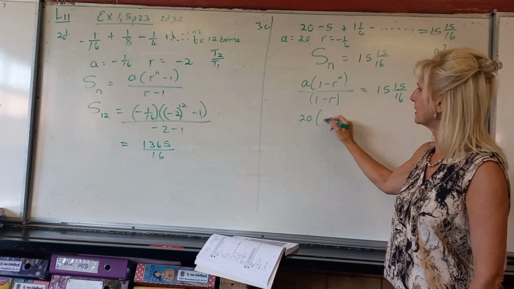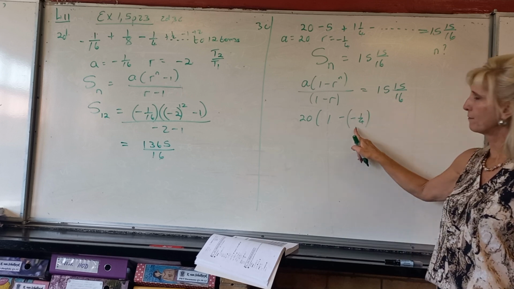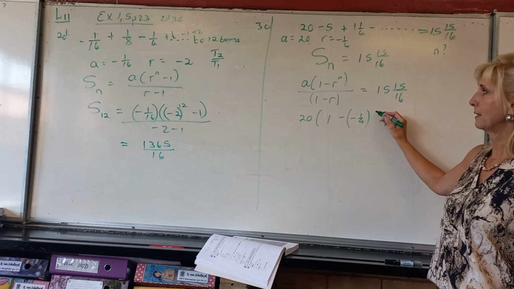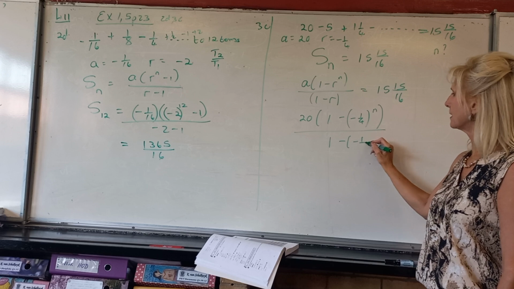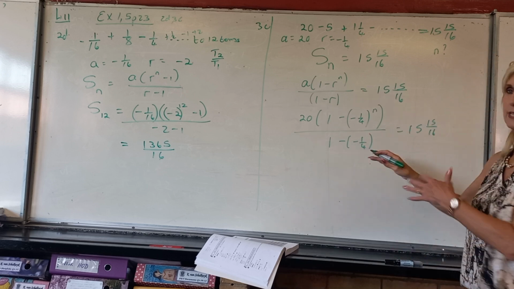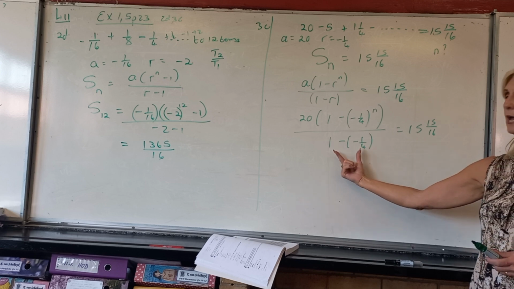A's value 20, R's value negative a quarter. Please be careful that you put it in a bracket to the exponent of n. And 1 minus a quarter again. And now the next few steps are up to you, how many things you want to show me. How you show me how you add them.